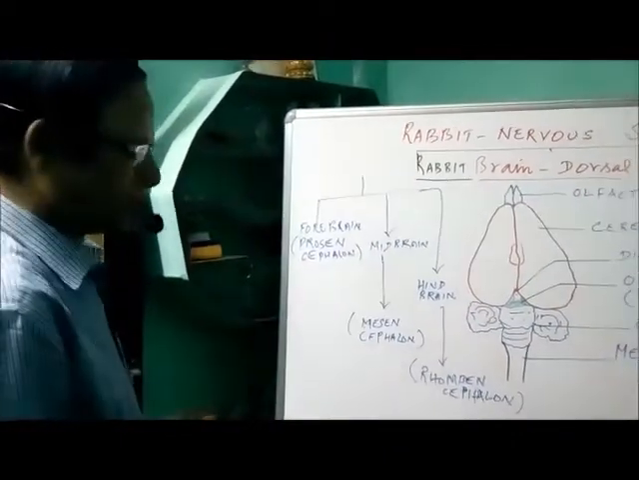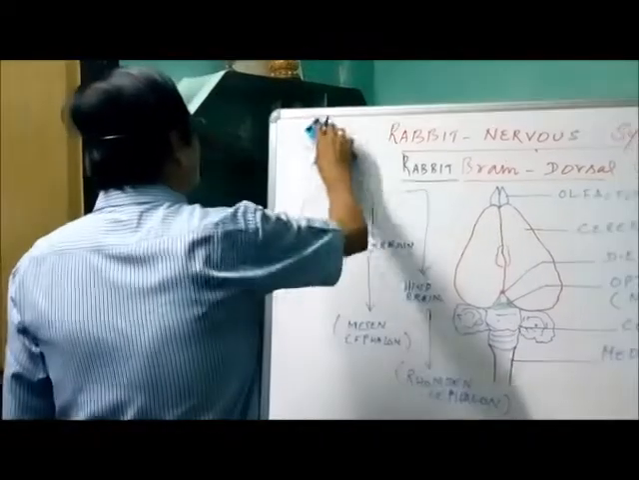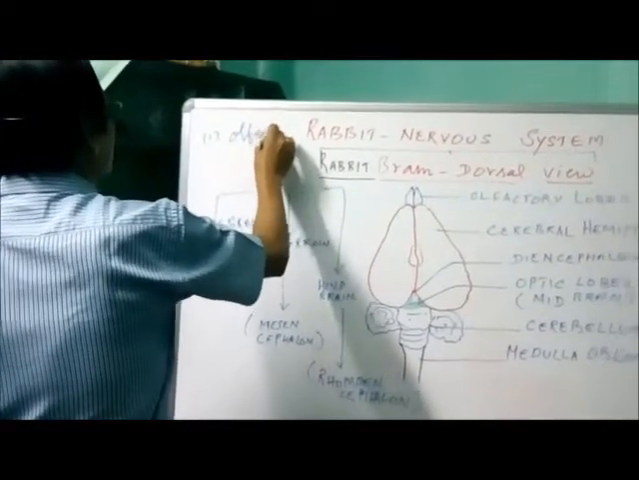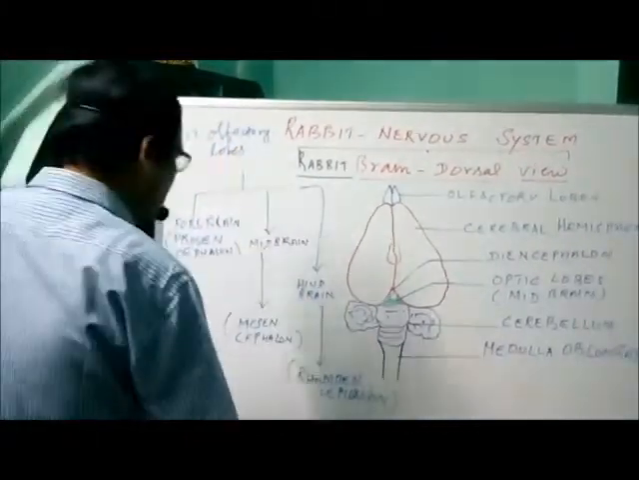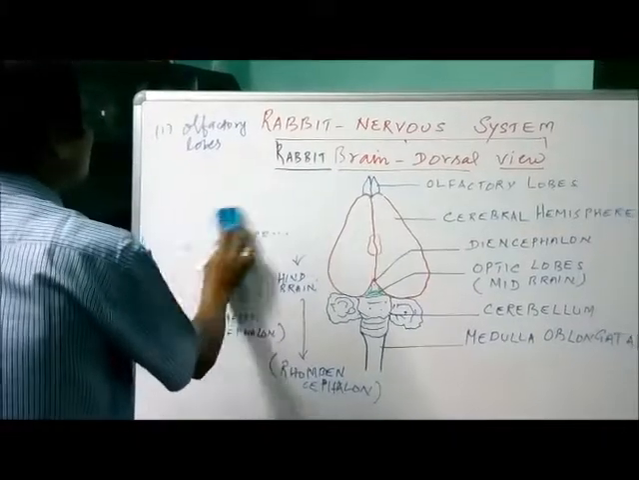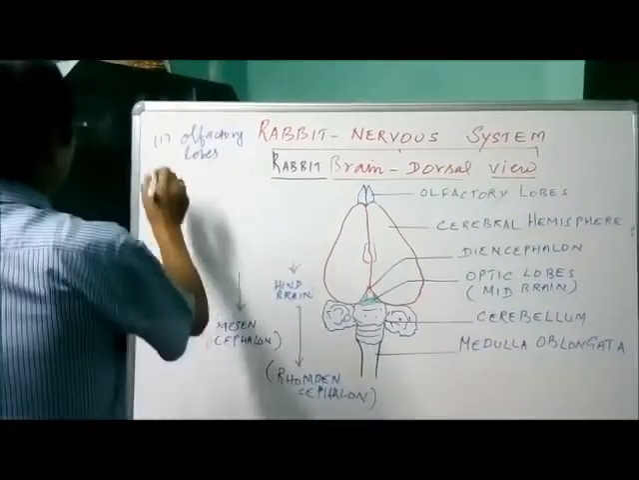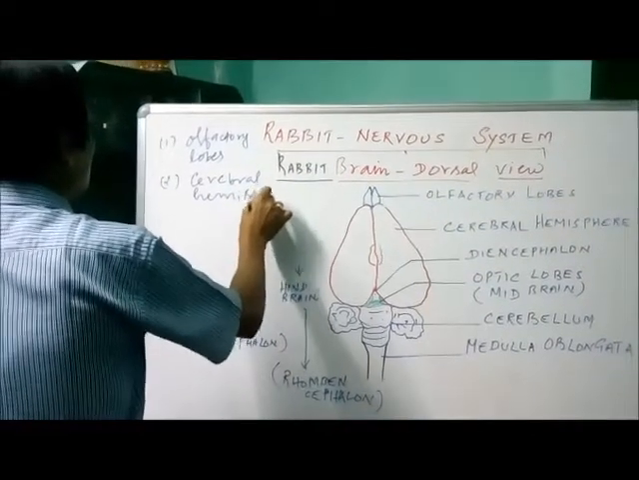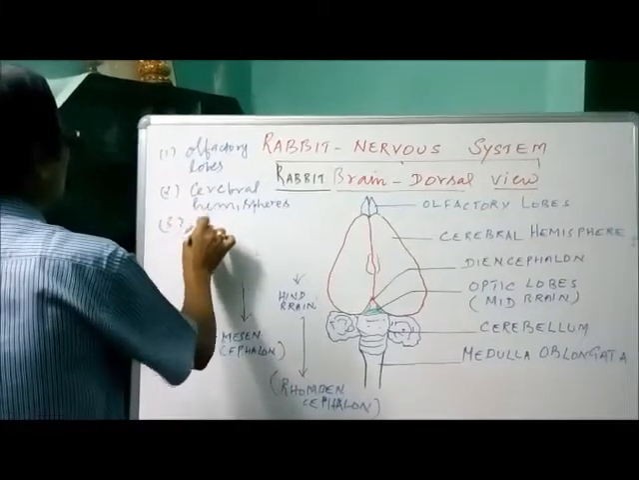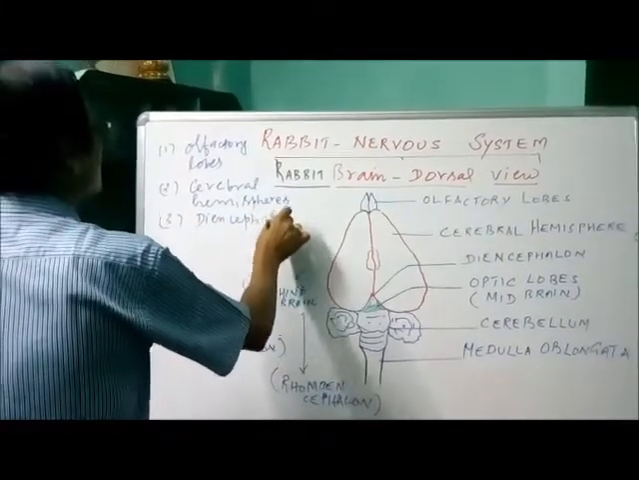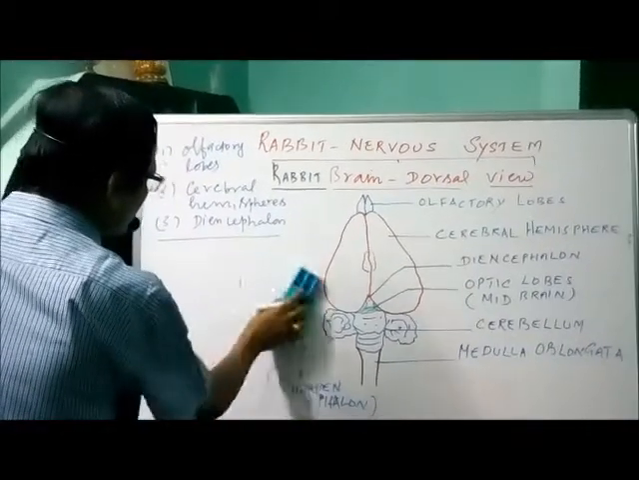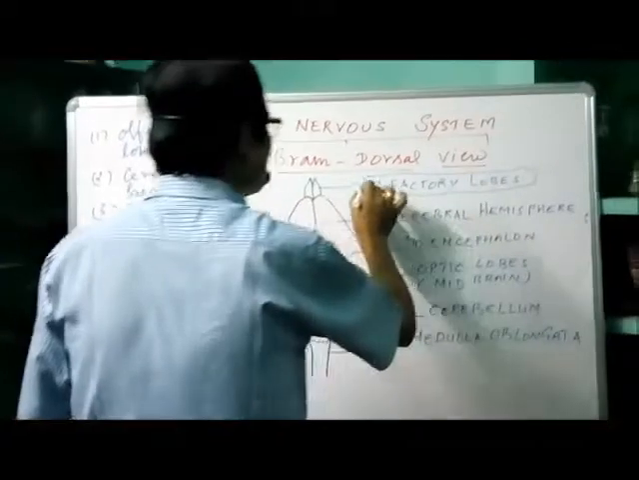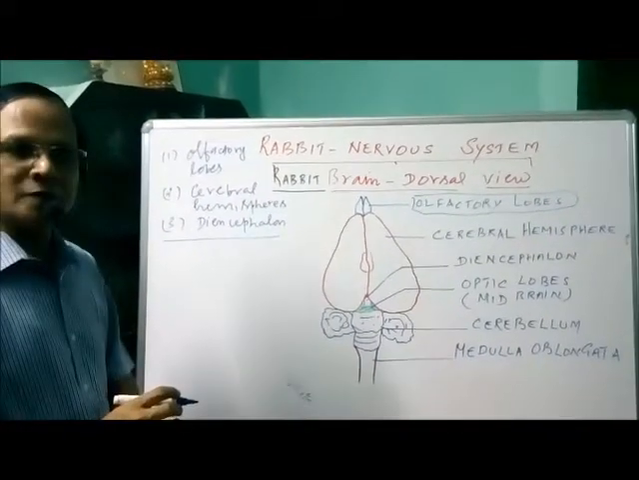Now, what are the components of the forebrain? The forebrain includes the following components. Number one, a pair of olfactory lobes. Then a pair of cerebral hemispheres, the largest part of the brain. And also a region, the diencephalon. So these are the three components of the forebrain. The pair of olfactory lobes is present anteriorly, concerned with the sense of smell.